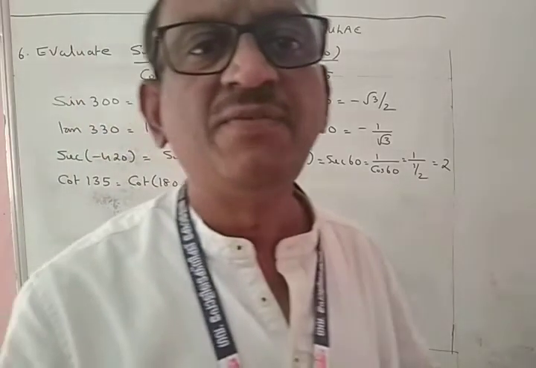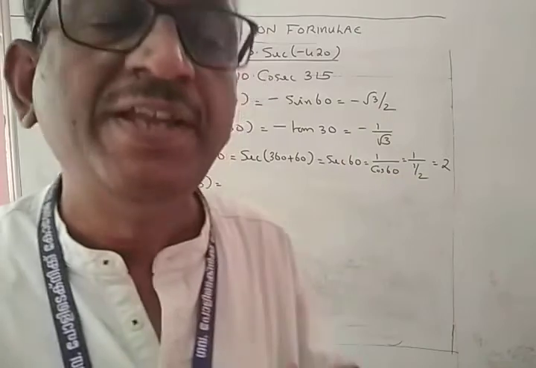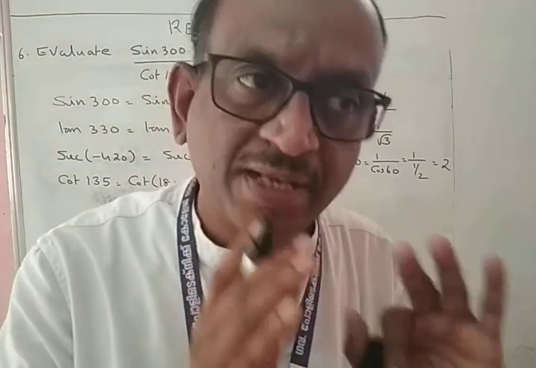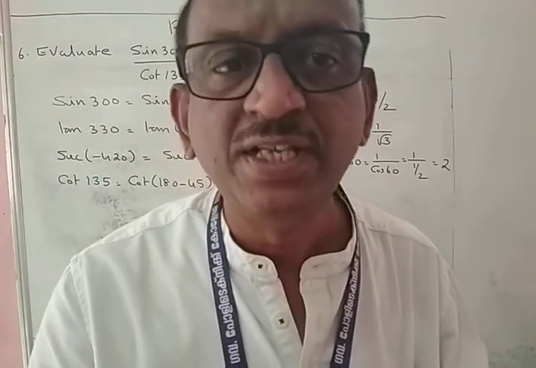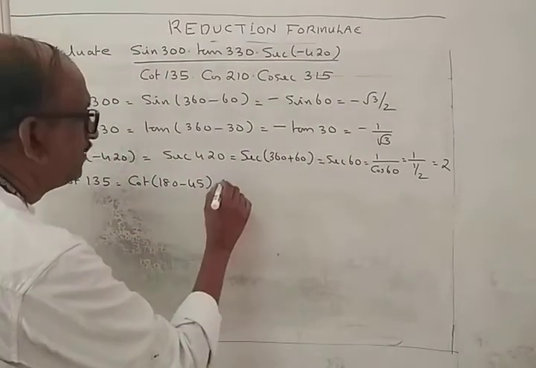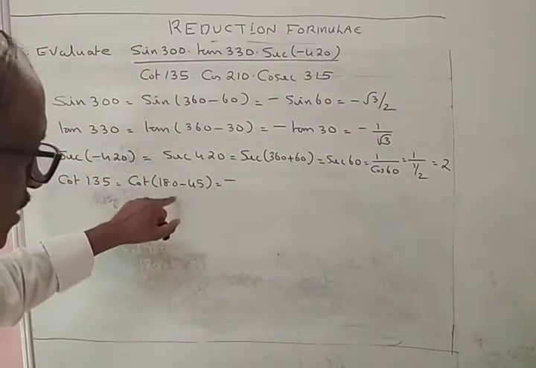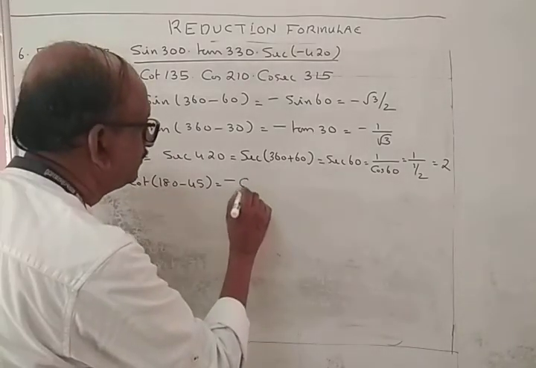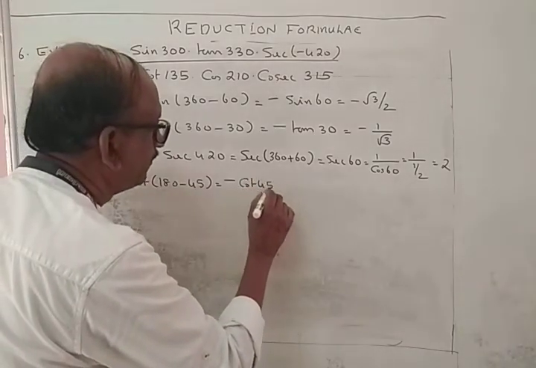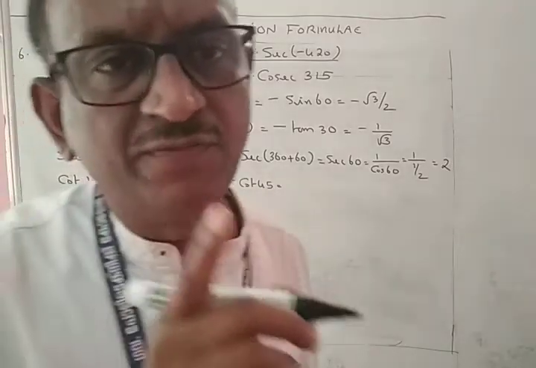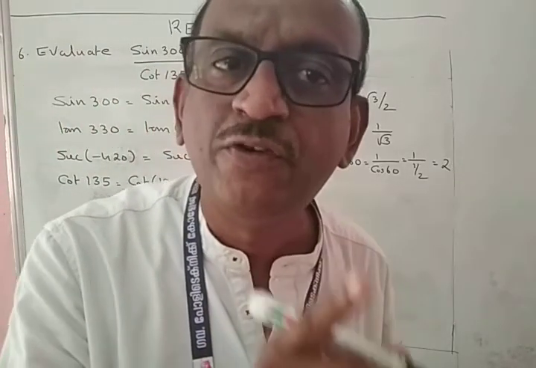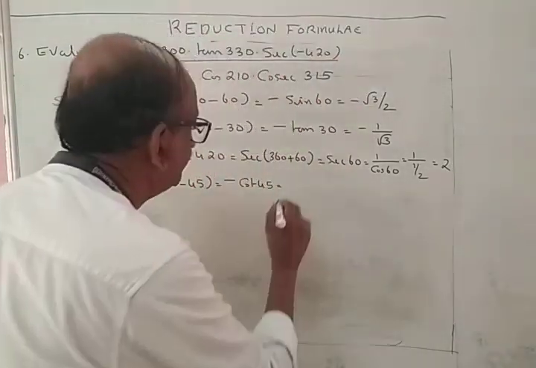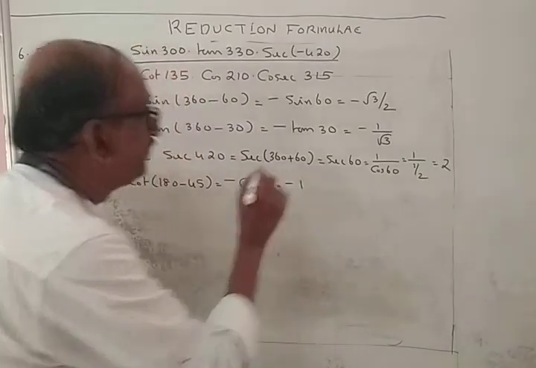Cot 135 is the same as cot 180 minus 45. 180 minus 45 is in the second quadrant. In the second quadrant, cot is negative. Here the angle is 180, so the answer is cot 45. Cot is the reciprocal of tan. Tan 45 is 1. Therefore, cot 45 is also 1. Minus cot 45 is minus 1.